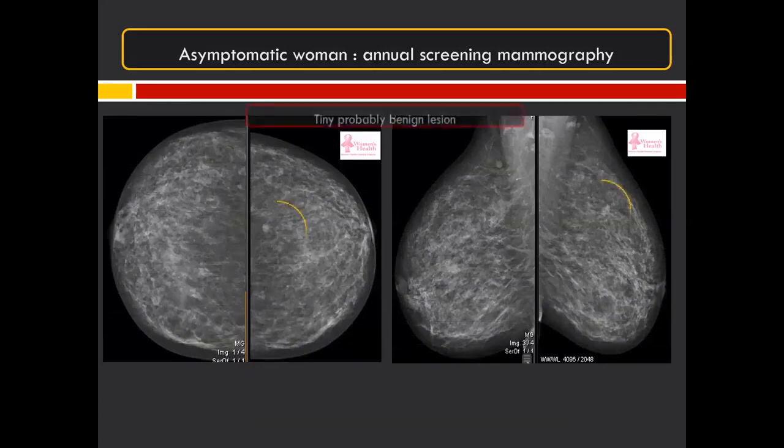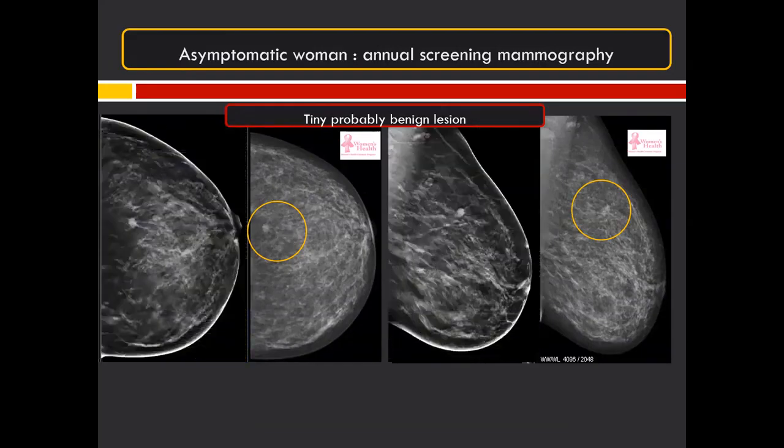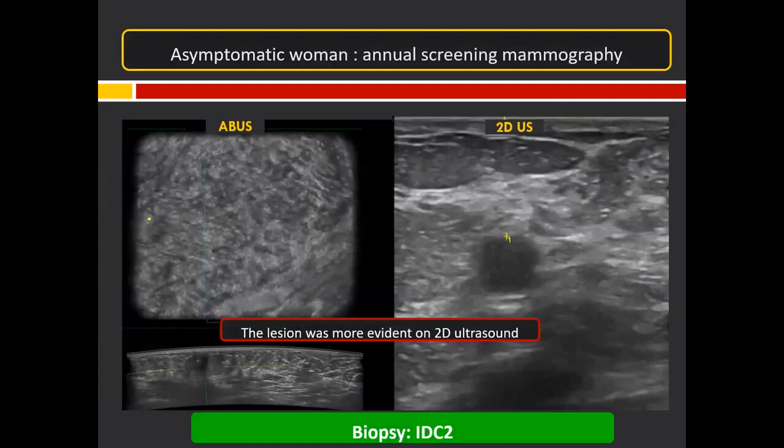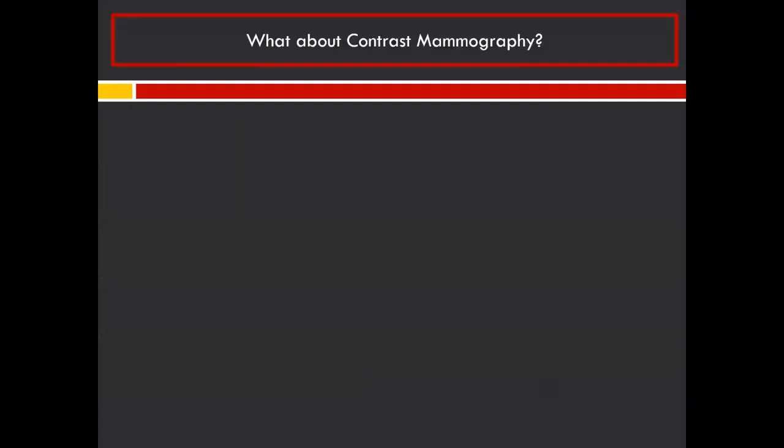This is another case. She had a very subtle lesion seen in the left breast, but it was again difficult to characterize on the mammography. This is how it appeared on the tomosynthesis with a spiculated outline. And this is how it appeared on the ABUS and the 2D ultrasound, and it had a desmoplastic reaction with a finely spiculated outline, and it was an invasive duct carcinoma.